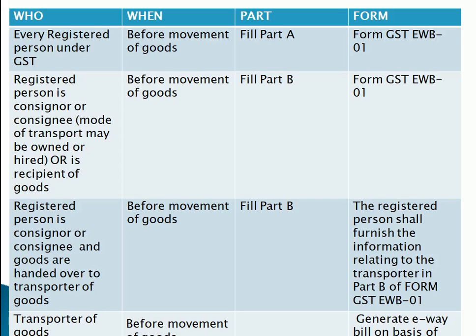Then the registered person shall furnish information relating to the transporter in Part B. So if you are giving it to a transporter, then you have to fill in the details of the transporter in Part B of the form GST EWB01. The transporter also has to generate the e-way bill before movement of the goods.